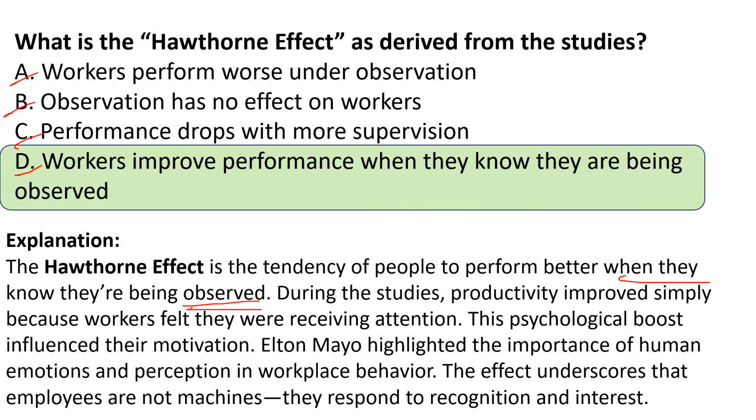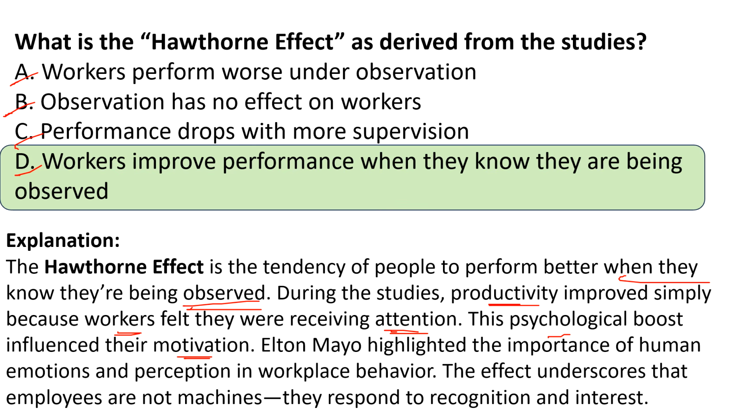Okay, the tendency of employees is changing as HR is watching them, observing how they are working. Their performance will be better. Yeah, that is what the Hawthorne effect is saying. During the studies, productivity improved simply because workers felt they were receiving attention. Clear? This psychological boost influenced their motivation. Getting it? So this observation activity is motivating the employee to do good work, right?